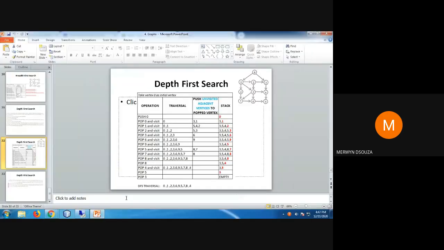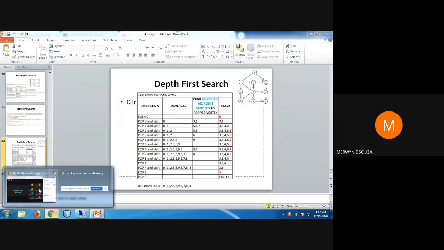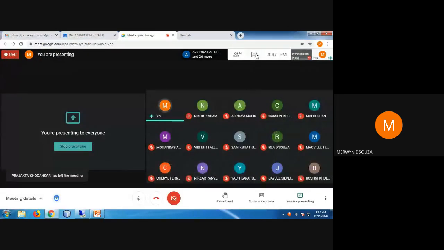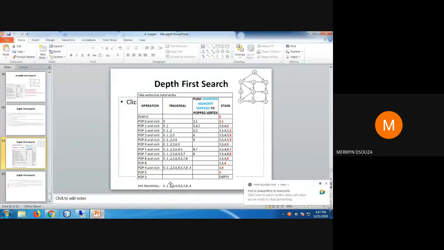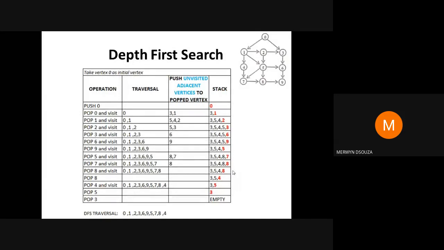Did you get this? Did you get it, students? Any doubts about this? You can let me know. You can just look at this slide and let me know if you want an explanation of any step.